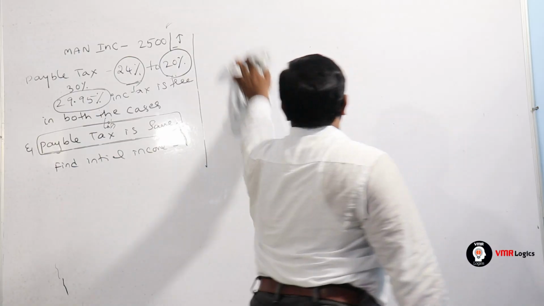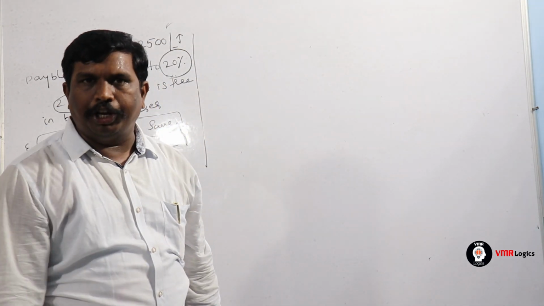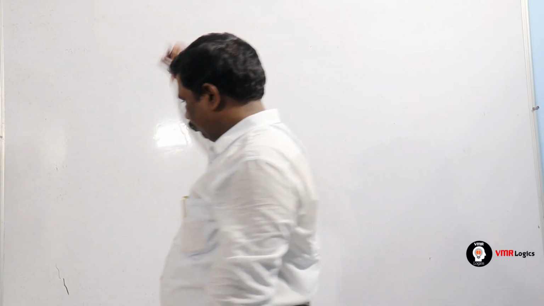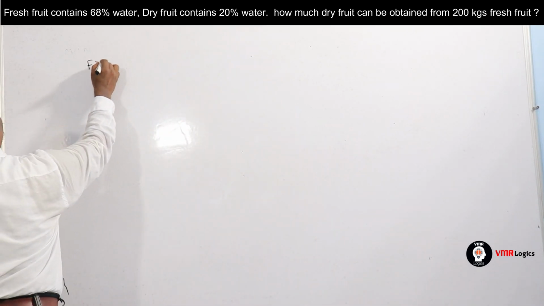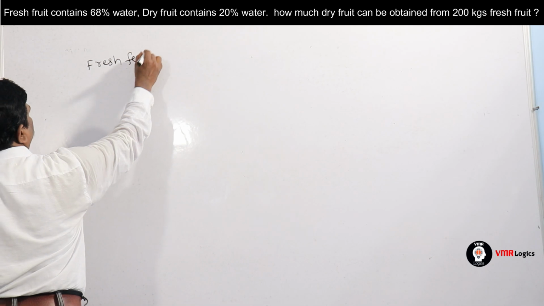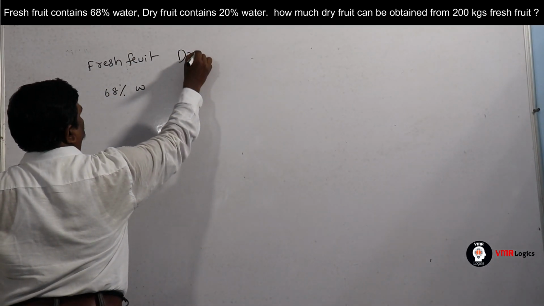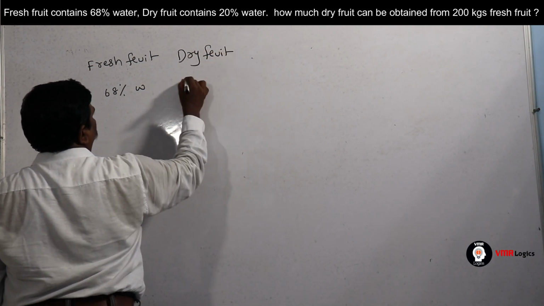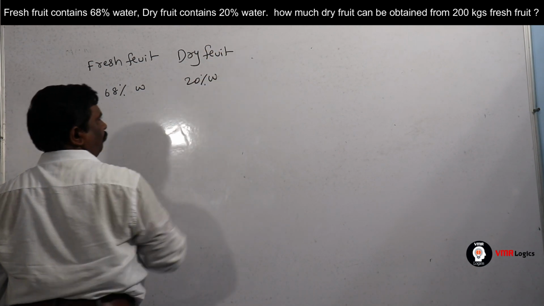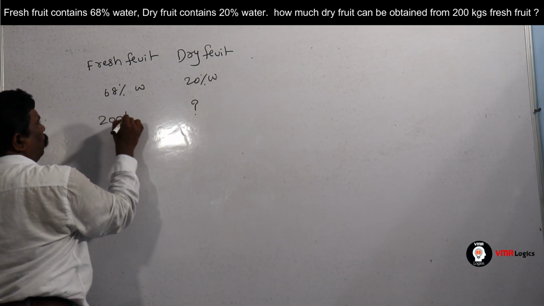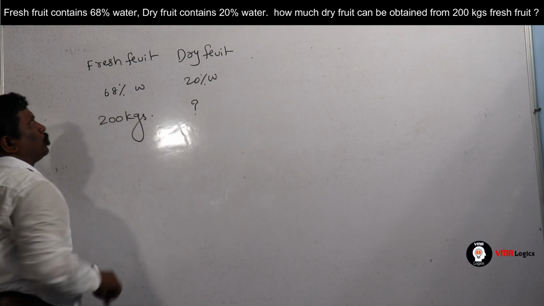That's the process, right? So the first point from this question: the P ratio and Q ratio are inversely proportional when one thing is constant. We will see this point with more clarity through one more example, guys. The question now: fresh fruit contains 68% water. Dry fruit contains 20% water. How much dry fruit can be obtained from 200 kgs of fresh fruit?